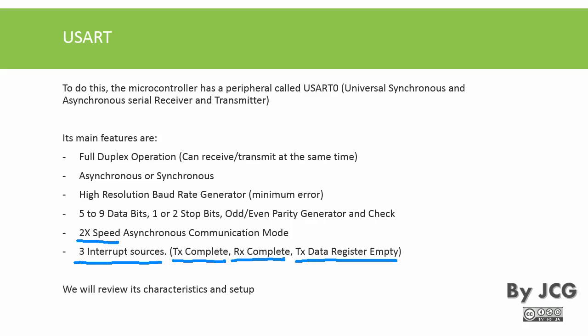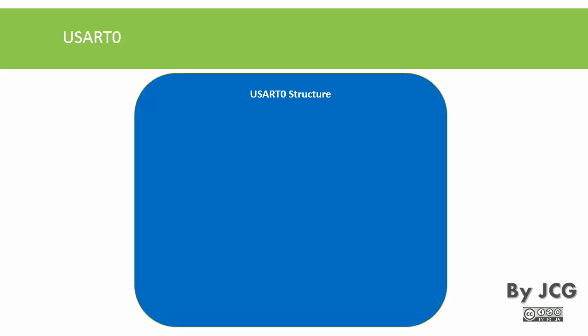We will review its characteristics and setup. Let's review the USART0 register structure. First, we have the data register that is called UDR0, which is from USART data register. And of course, the 0 is because some microcontrollers have multiple USARTs. However, this register is 8 bits, but we said that this peripheral can send up to 9 bits of data. So we have another bit somewhere, it's bit number 8.